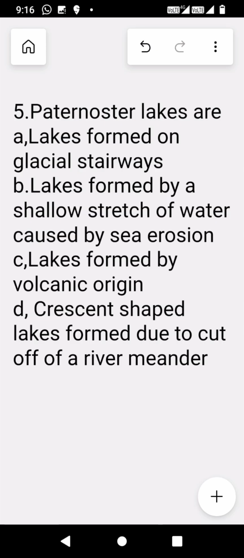The fifth question is, Paternoster lakes are? Your options are A. Lakes formed on glacial stairways, B. Lakes formed by a shallow stretch of water caused by sea erosion, C. Lakes of volcanic origin, and D. Crescent shaped lakes formed due to cut off of a river meander. So the right answer is A. Lakes are formed on glacial stairways.